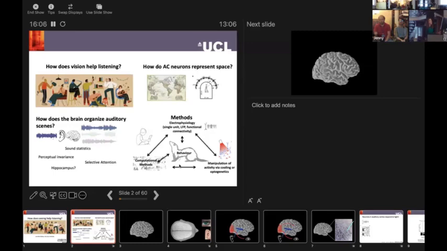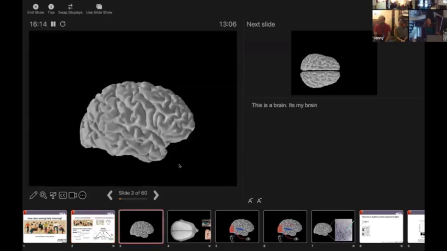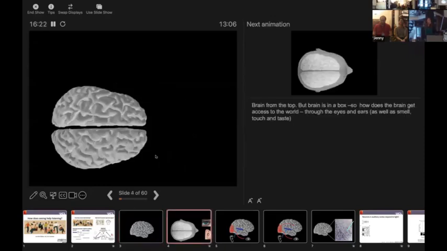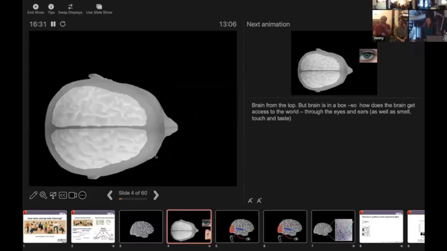But I'm going to step back from all of that for a moment and start at a really simple starting point, which is we all have brains. This is a brain. It's actually my brain, but yours would look very, very similar. This is a brain's view from above. In order to interact with the world, you have to get the stuff that's outside of your brain into the brain, right? Because the brain lives in a box, it's in your skull.